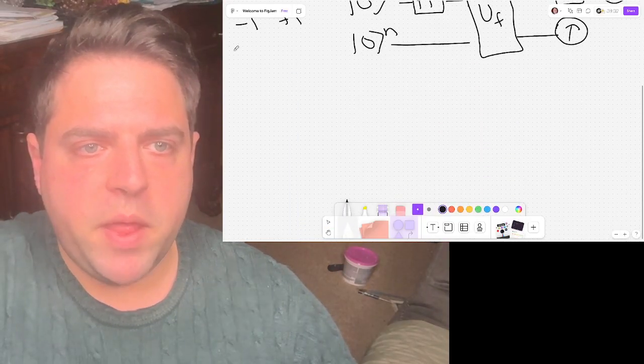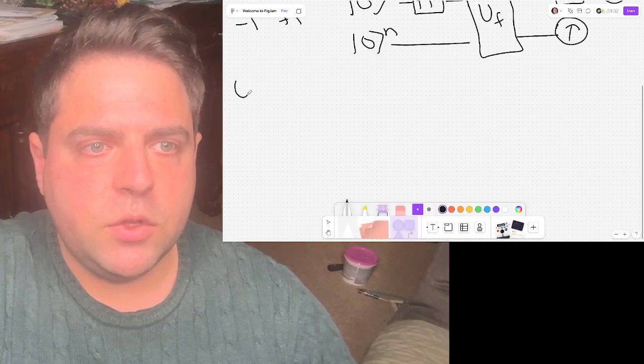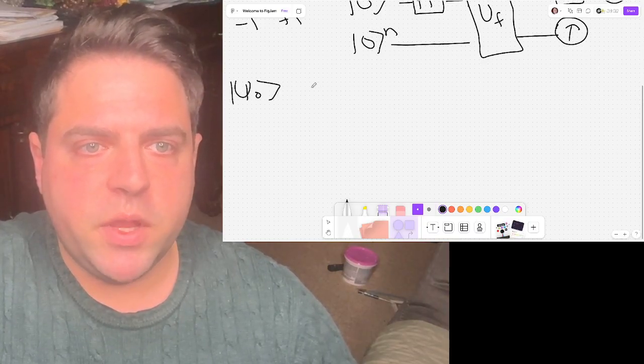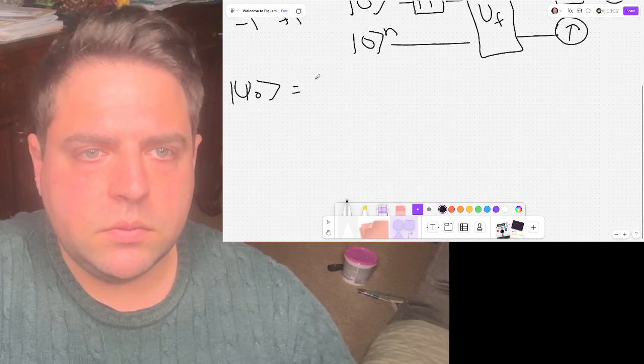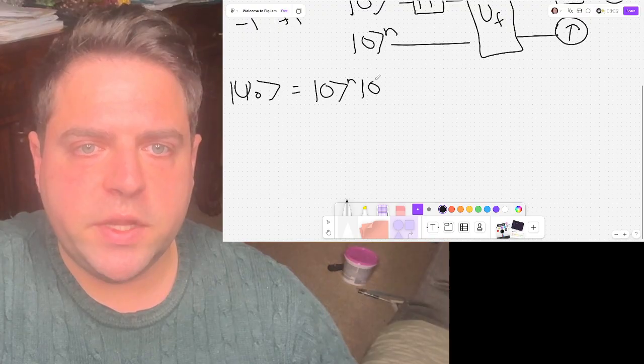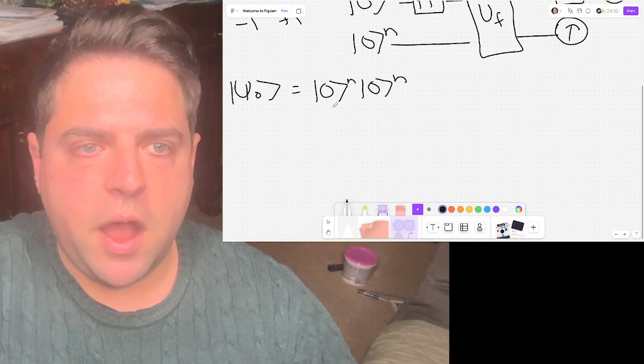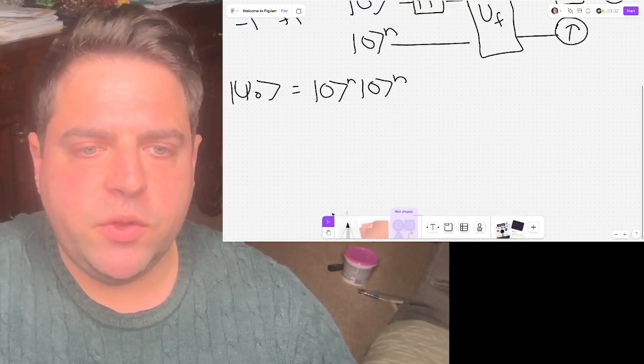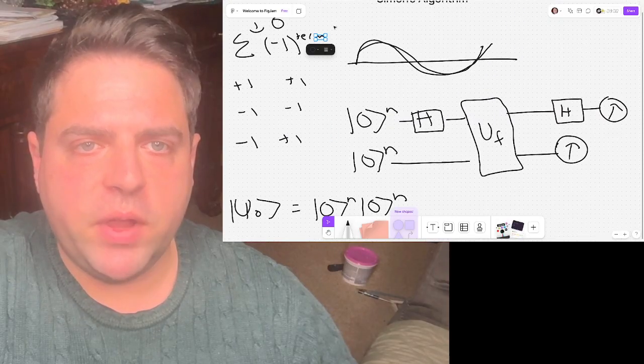So let's go through mathematically the details here. We'll start inside 0, and we'll start simply with 0 to the n and 0 to the n. And you know what? I should really briefly go over the problem we're trying to solve again here.